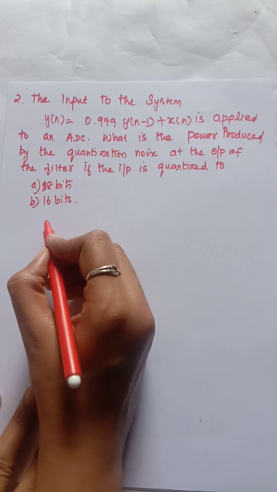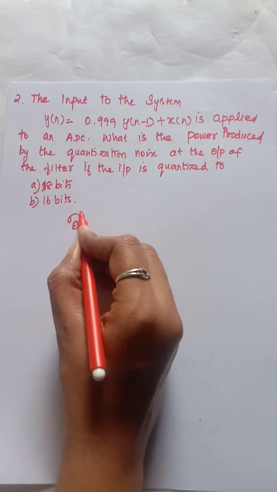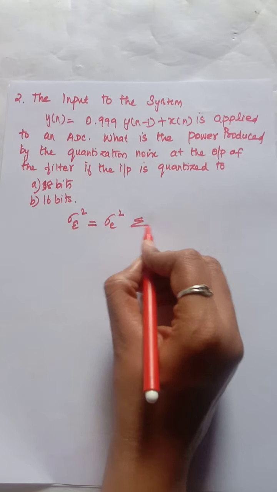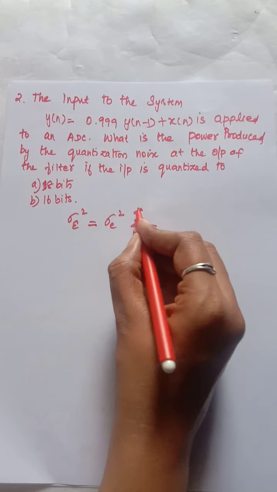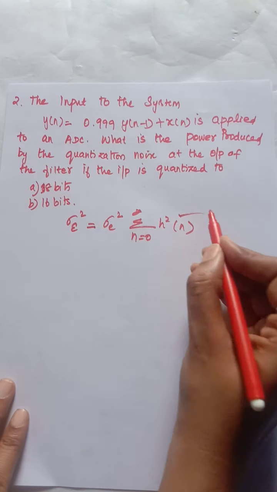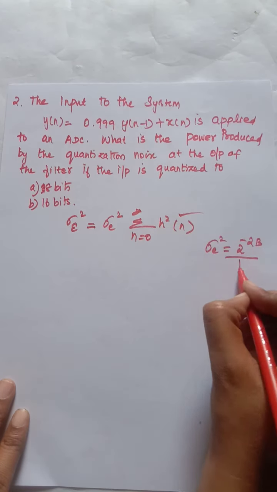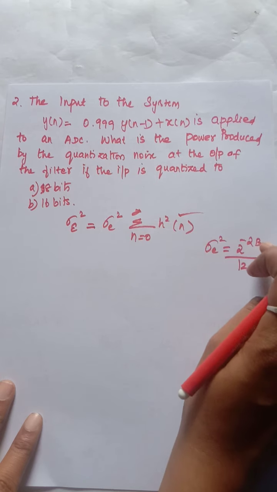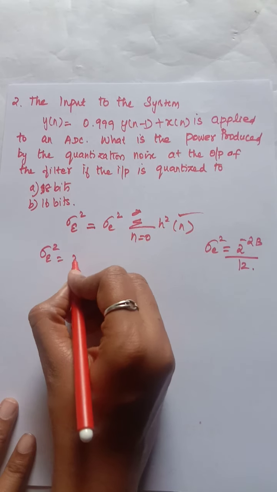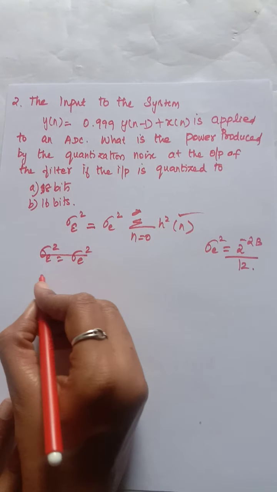If you want to find the quantization output noise power, we know the formula: sigma e square equals sigma input noise power into the summation n equal to 0 to infinity of h square of n. Now here we need to find h square of n. Sigma e square is constant, 2 power minus 2b by 12 for all problems, and it varies only with the number of bits. To find h square, you need to first simplify this y of n.